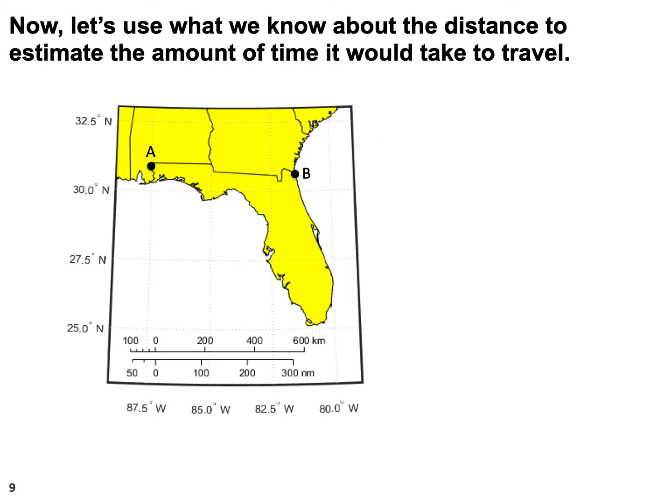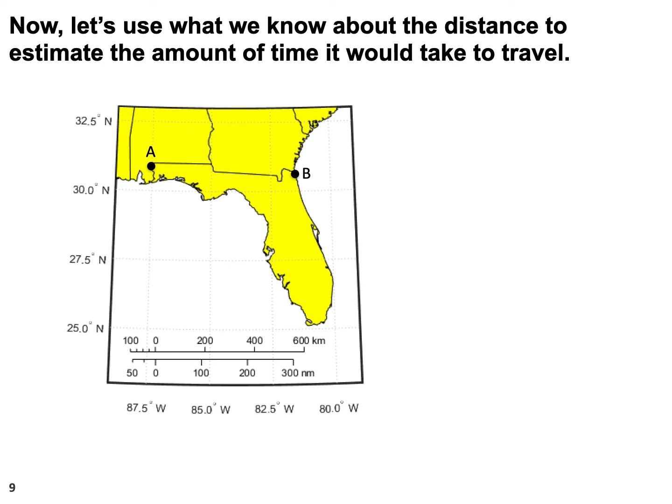So now let's use what we know about that distance, that 575 kilometers, to estimate the amount of time it would take to travel that distance. So we kind of do this a lot in Michigan. We talk about, oh, how far is that away? Oh, it's about an hour, right? So this is a way maybe that we ground that kind of discussion in actual numbers.